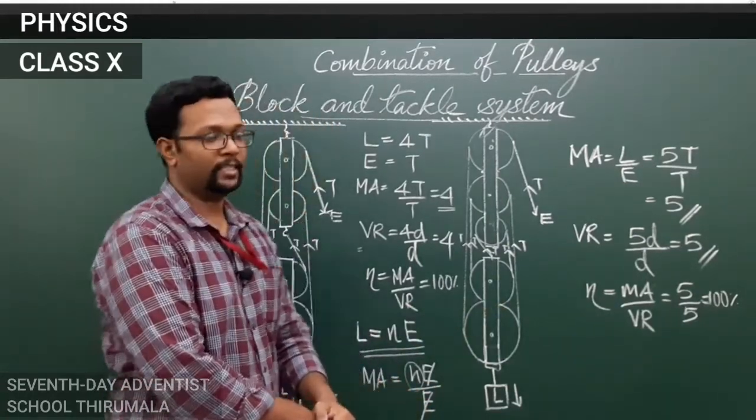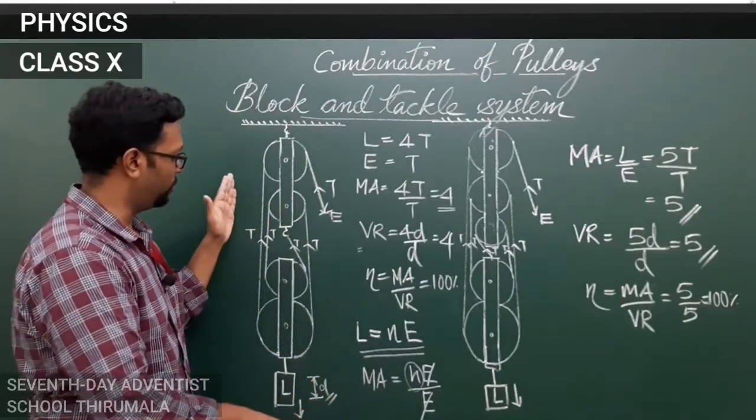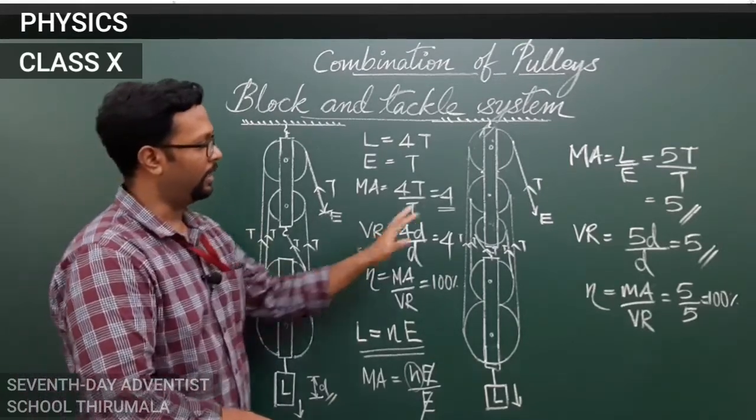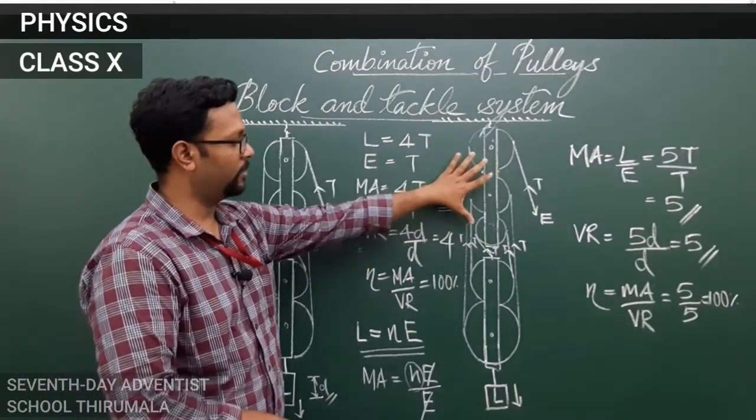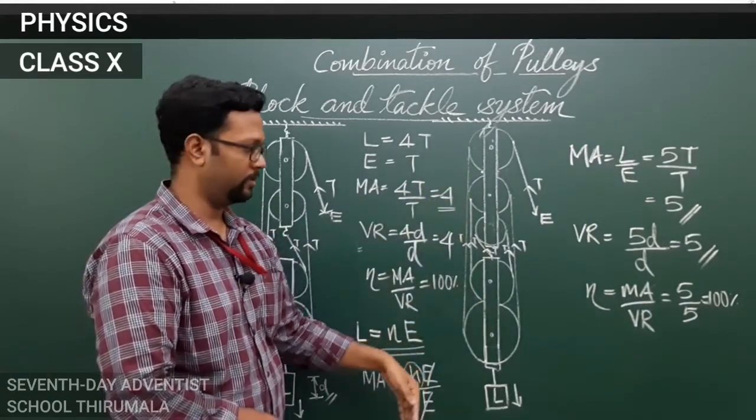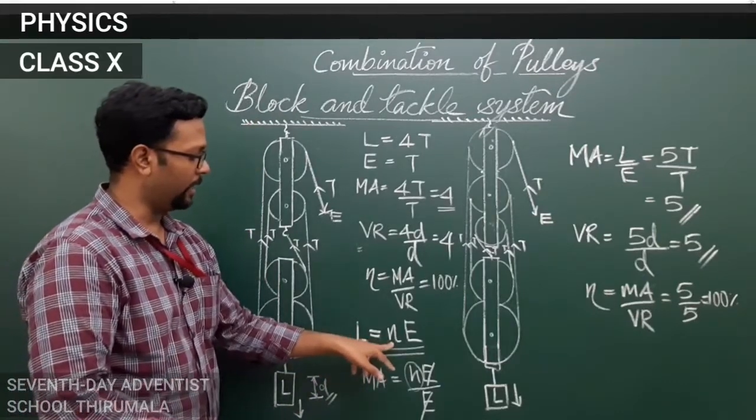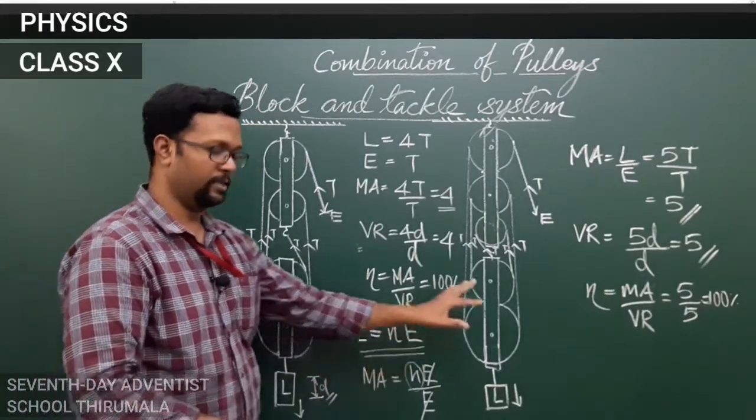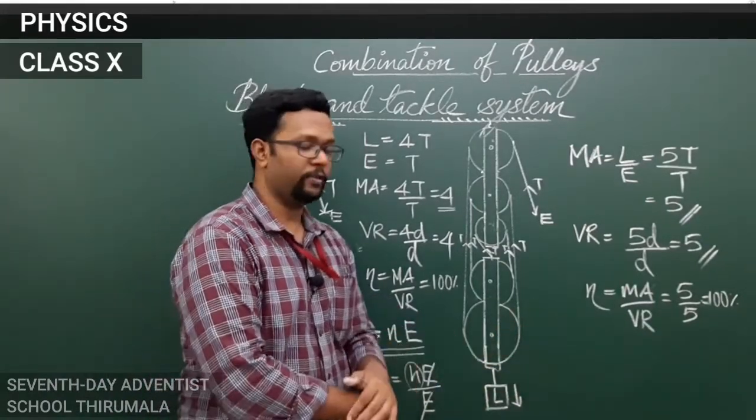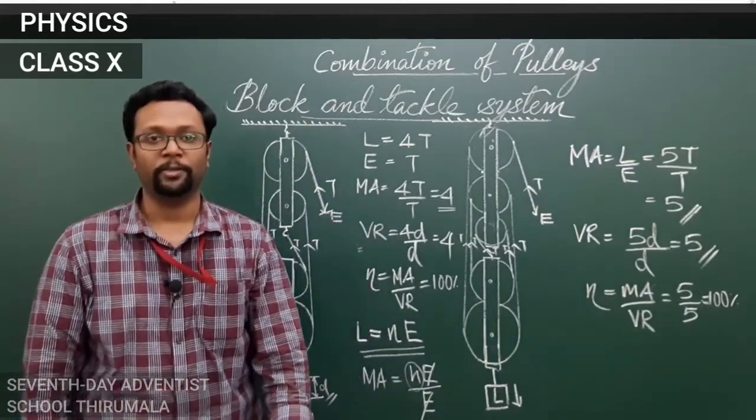So I think we reached the end of explaining a block and tackle system. The first system had 2 by 2 pulleys, 2 in the first block and 2 in the second block, and the second system has 3 in the first block and 2 in the second block, a total combination of 5 pulleys. And like here, you know that load can be equal to N into E. The same thing also is applicable over here, and we can calculate the efficiency in that method also. Okay, now we will do a problem.